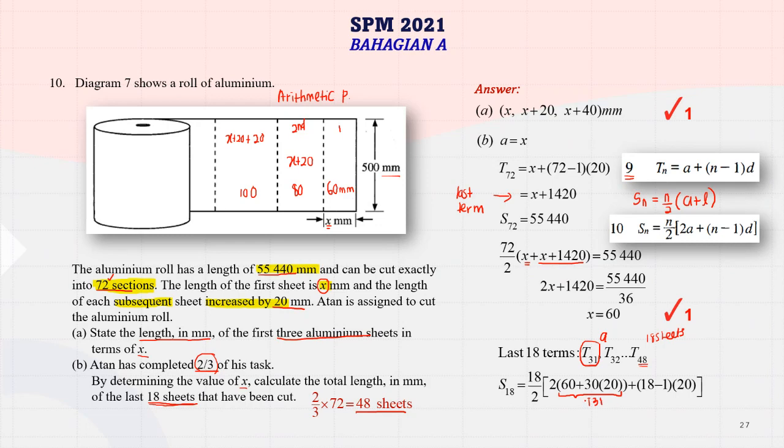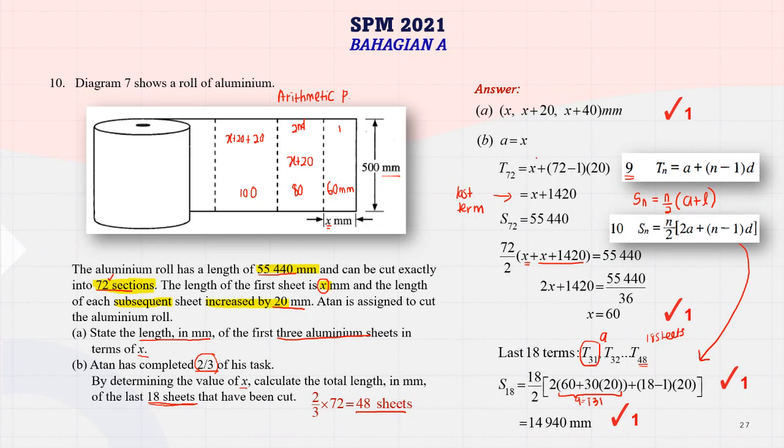T31 become A in this case. So, plus 18 minus 1, because of the formula, we use formula number 10. Multiply by 20. So you will get 14940 millimeter. This is for Atan's bag, the new 23. If it is 2/3 or 48 sheets, then the total length is 14,940 millimeter. Okay, you will get extra marks there, 4.